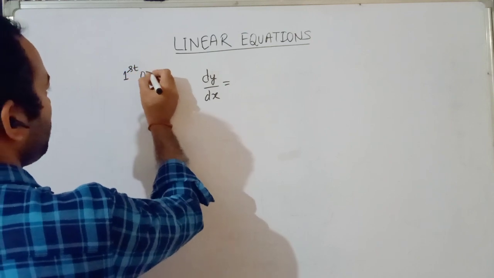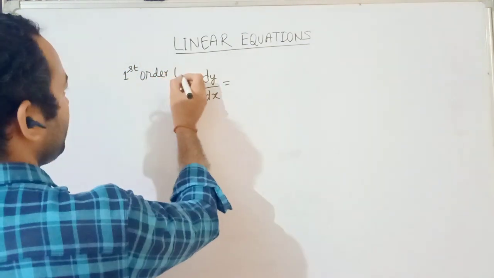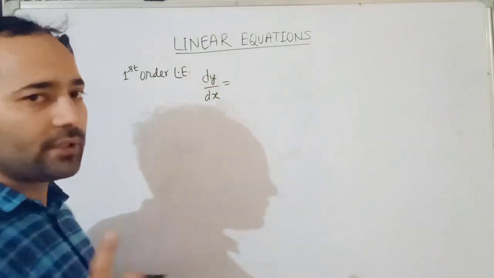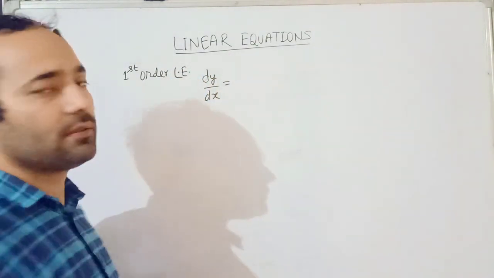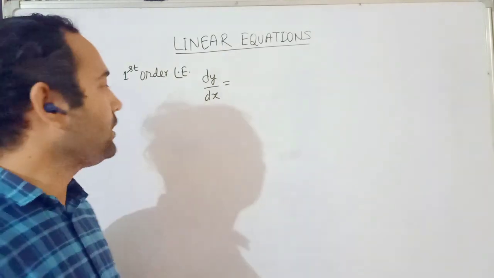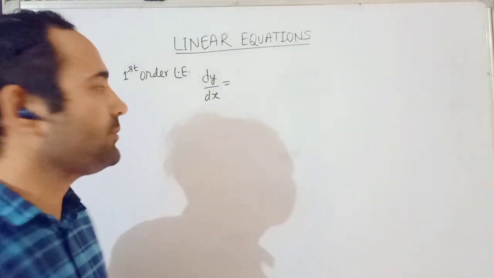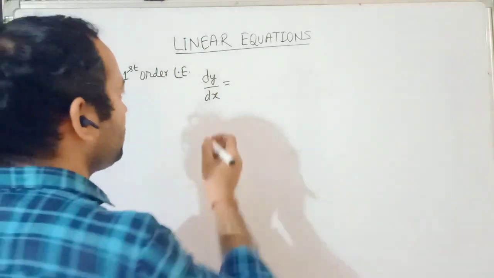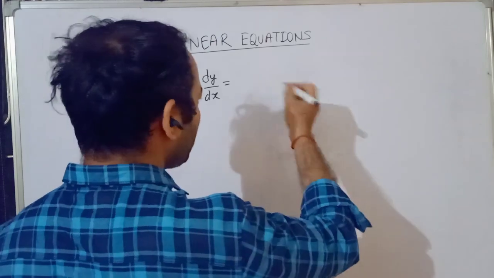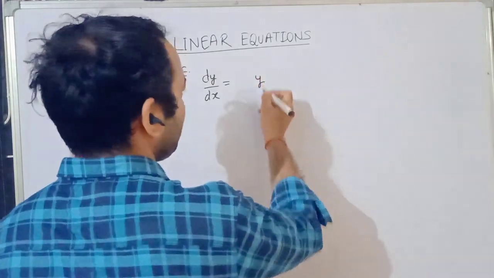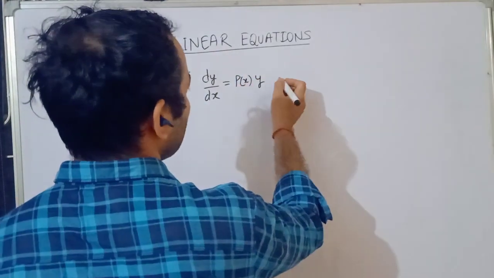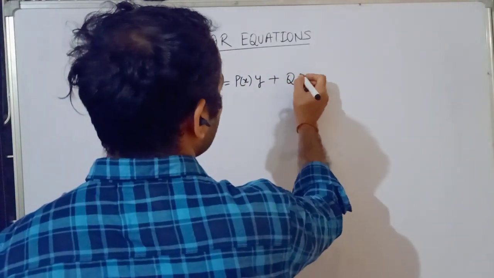Okay, so if I define a first order linear equation, in a first order linear differential equation, the highest order derivative would be dy by dx, right? So it should be a linear function of what? Lower order derivative, and the lower order derivative would be y, right? So p(x) into y plus q(x).